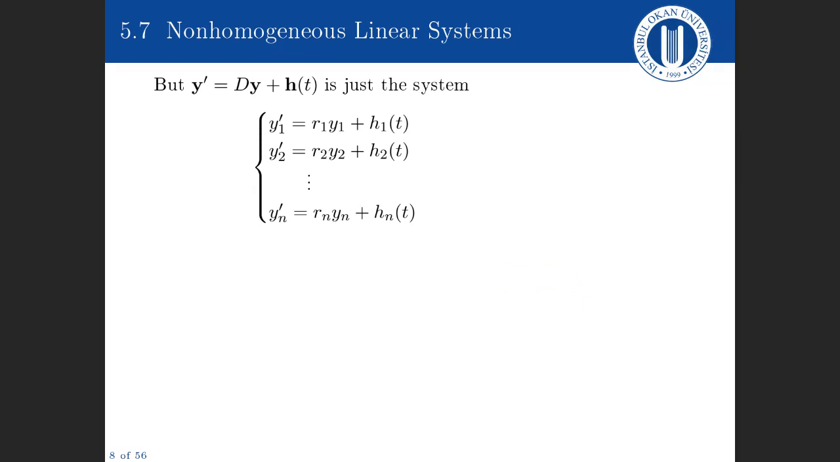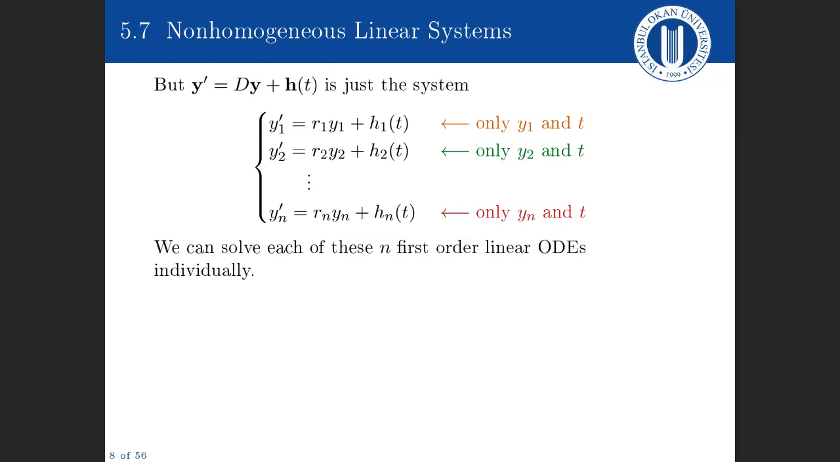Why is it easy? Because y prime equal to Dy plus h is just this linear system. In the first differential equation, we've only got y1 and t. The only variables in the second equation are y2 and t. And that's true all of the way down. The only variables in the final equation are yn and t. That means each one of these equations we could solve individually. These are just first order linear equations. And we know how to solve those.